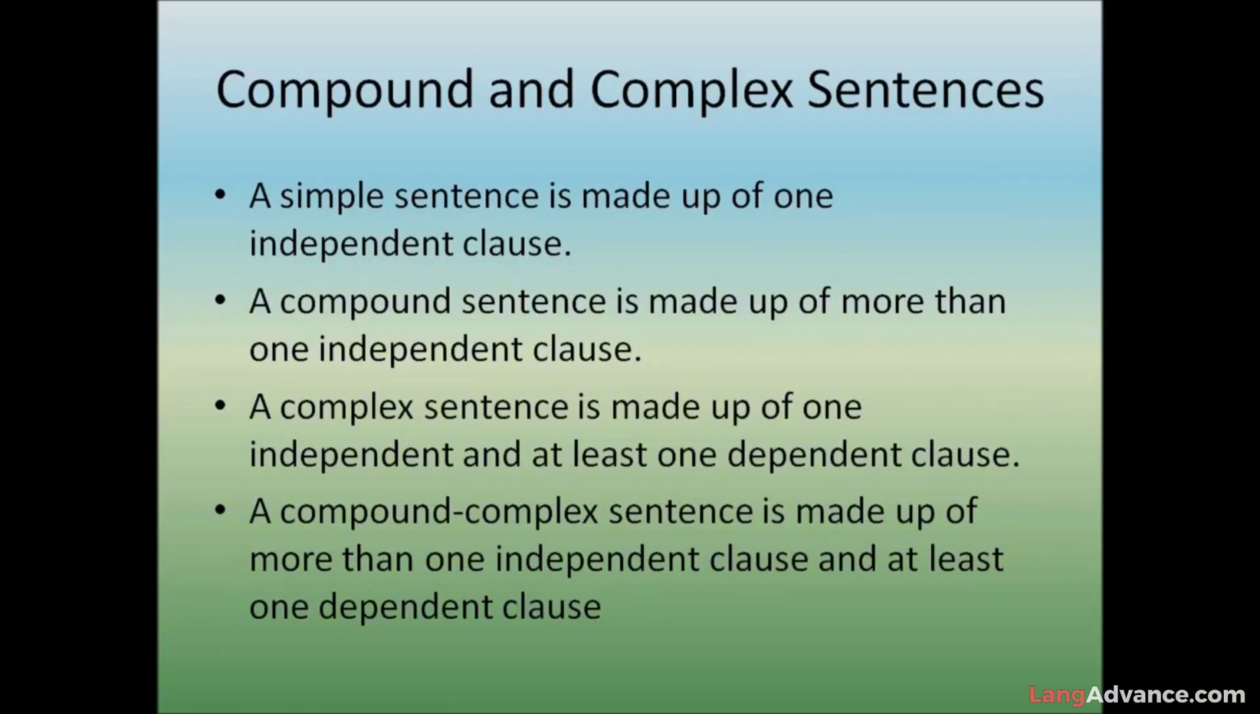There are 4 complexities of sentence structures. A simple sentence is made up of one independent clause. A compound sentence is made up of more than one independent clause. A complex sentence is made up of one independent and at least one dependent clause. And a compound-complex sentence is made up of more than one independent clause and at least one dependent clause.